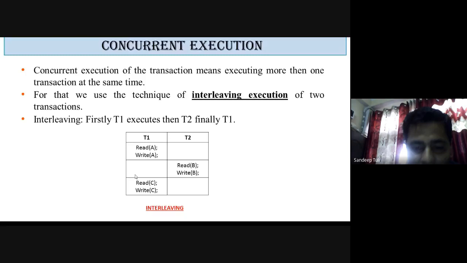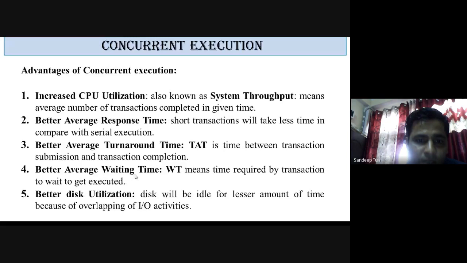So concurrent execution has many advantages and disadvantages also, and we need to find some techniques, some ways, in order to provide the concurrent execution, because concurrent execution gives us advantages also. And now we are discussing the advantages of concurrent executions that are very simple. The terms we have already known actually. It increases the overall CPU utilization.